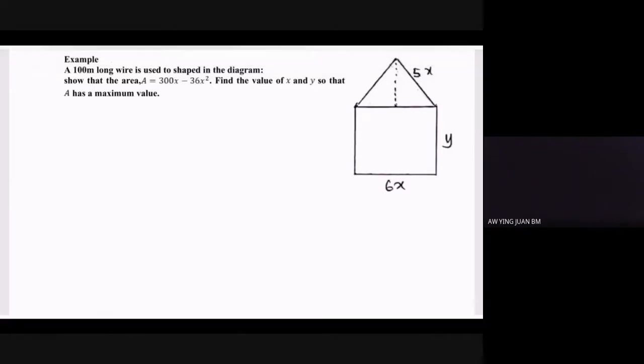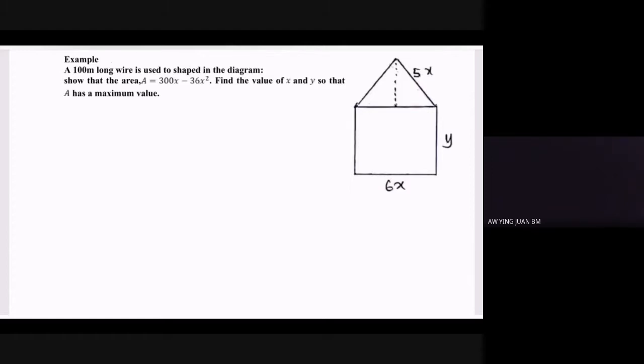We have the problems for extremum problem. A 100 meter long wire is used to shape the diagram. Show that the area is equal to 300x minus 36x squared. Find the value of x and y so that area has a maximum value. Kindly refer to the diagram.